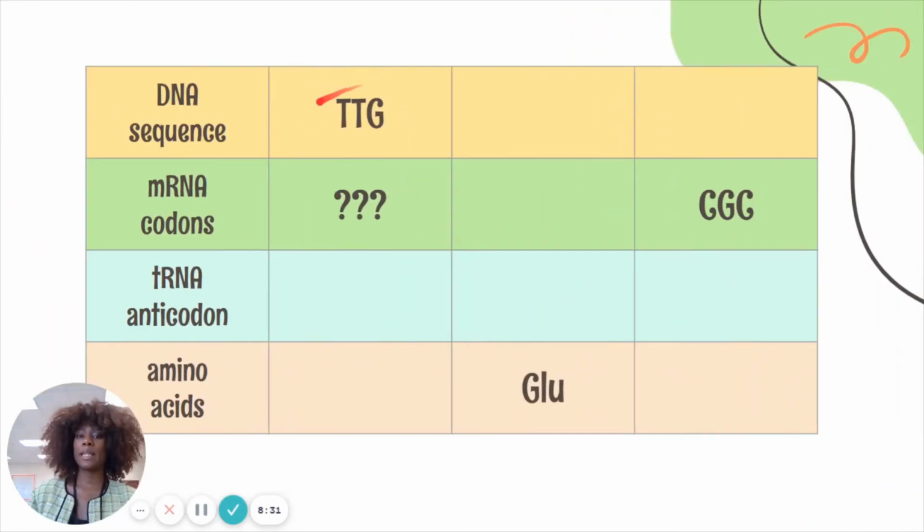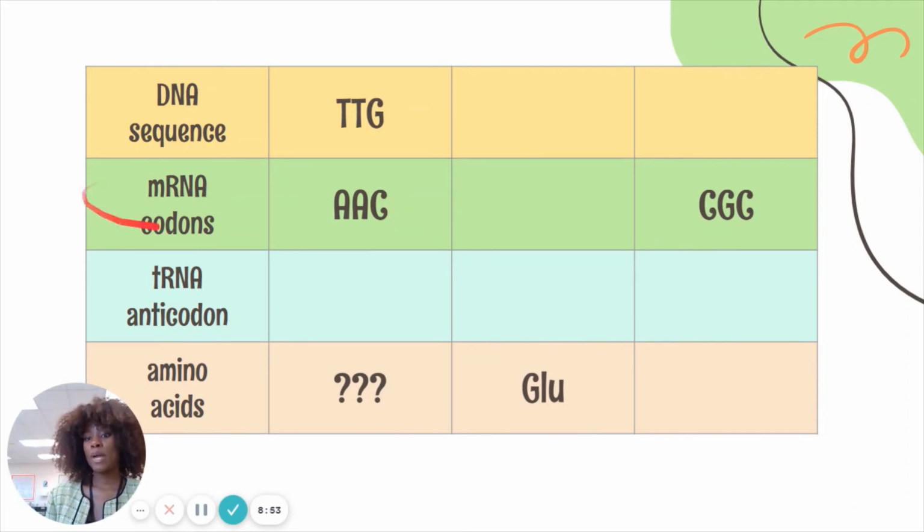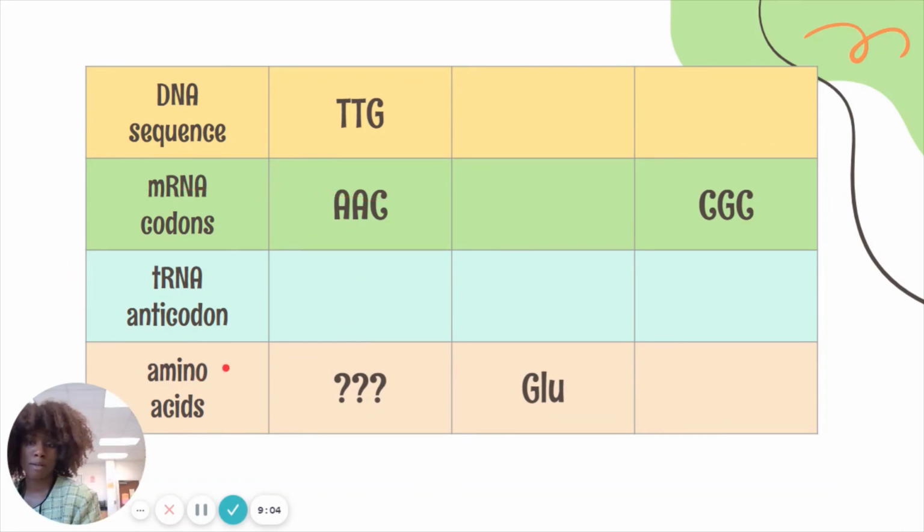So if we have a DNA sequence that is TTG, what will be the mRNA? Well, T pairs up with A, T pairs up with A, G pairs up with C. AAC. Okay? Now, I always go mRNA and then to amino acid, just so that I don't accidentally use the tRNA to find the amino acid. So mRNA, find the amino acid using a codon chart. I have one right here. You can just Google one. They're all the same.